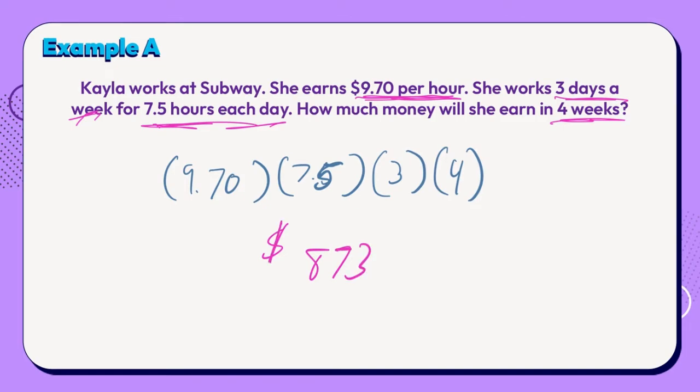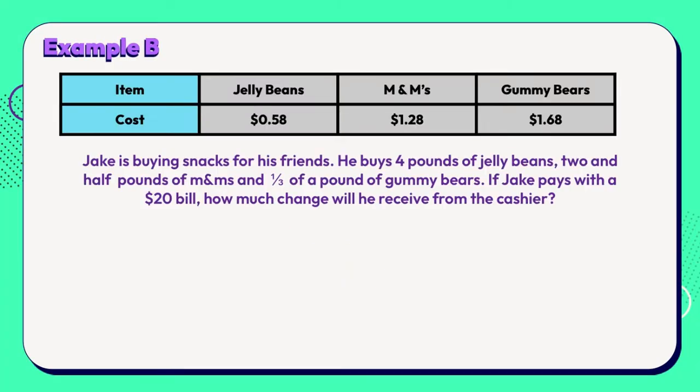Now let's take a look at example B. Here in example B, Jake is buying snacks for his friends. He's going to buy 4 pounds of jelly beans, 2.5 pounds of M&Ms, and a third of a pound of gummy bears. If Jake pays with a $20 bill, how much change will he receive from the cashier?